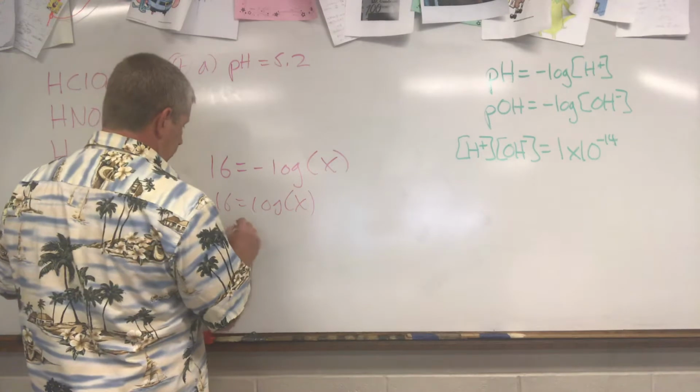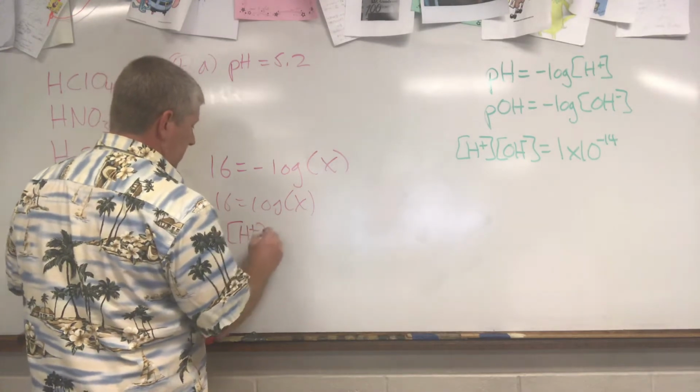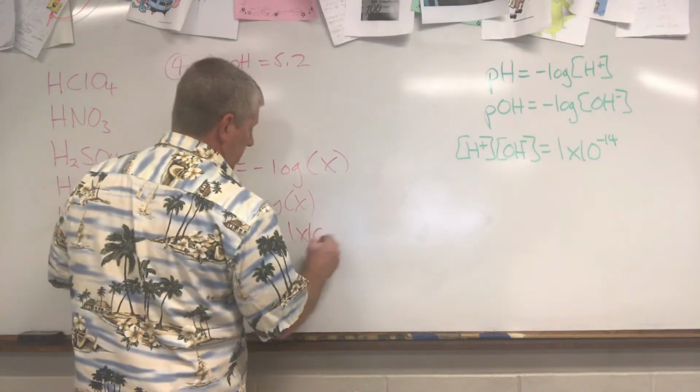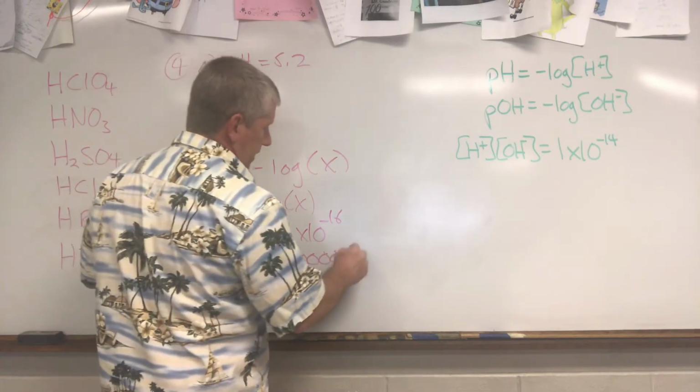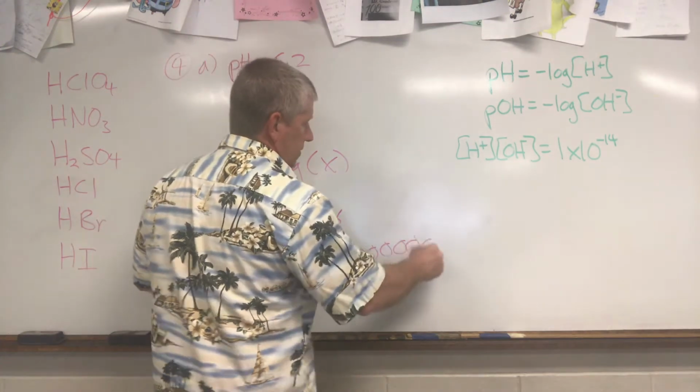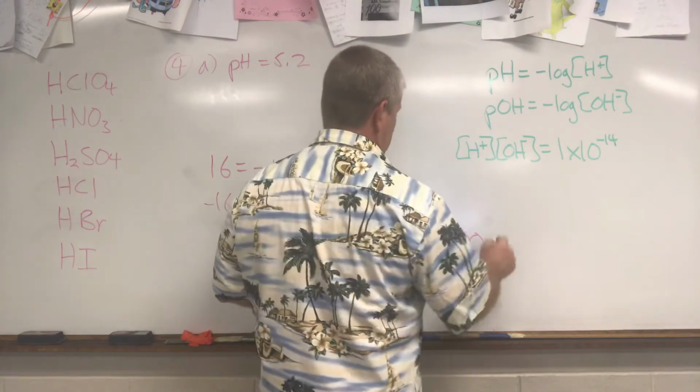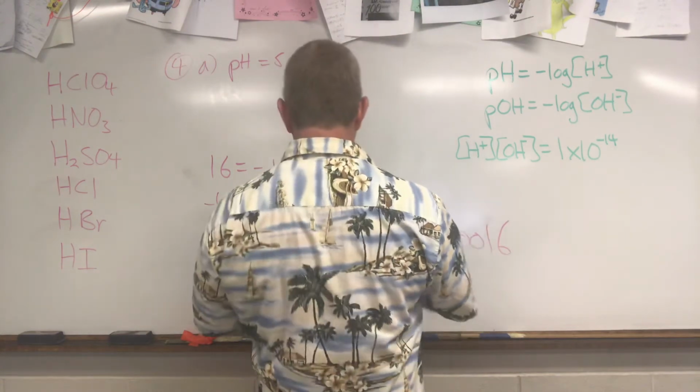So the hydrogen ion concentration equals 1 times 10 to the negative 16. That's 0.1, 2, 3, 4, 5, 6, 7, 8, 9, 10, 11, 12, 13, 14, 15, 16.